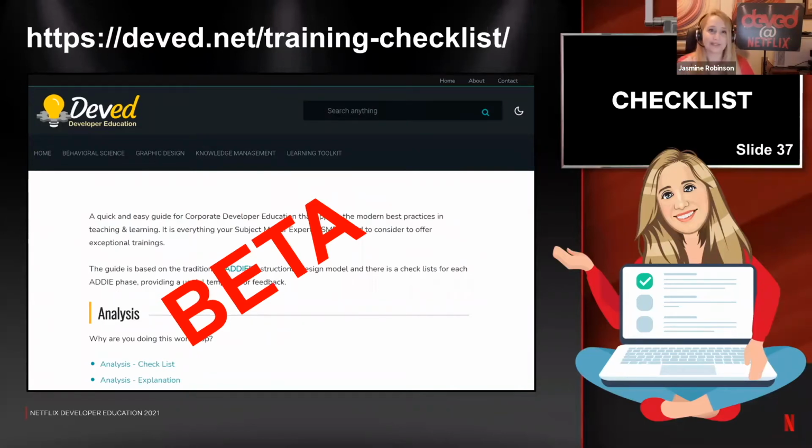So if you go to the website deved.net, you can navigate to the training checklist in the lower right-hand corner, or you can just go to /training-checklists.